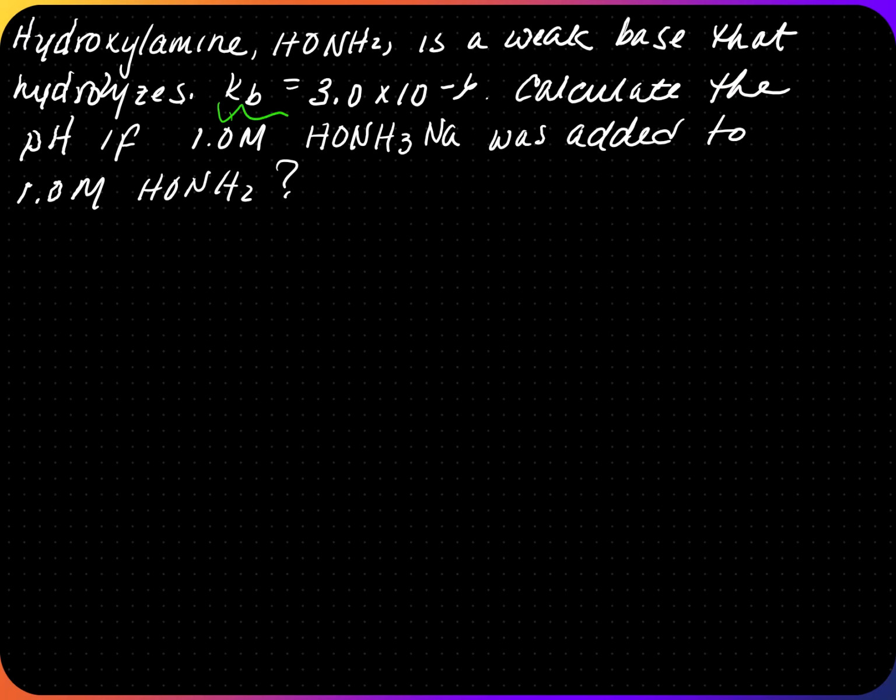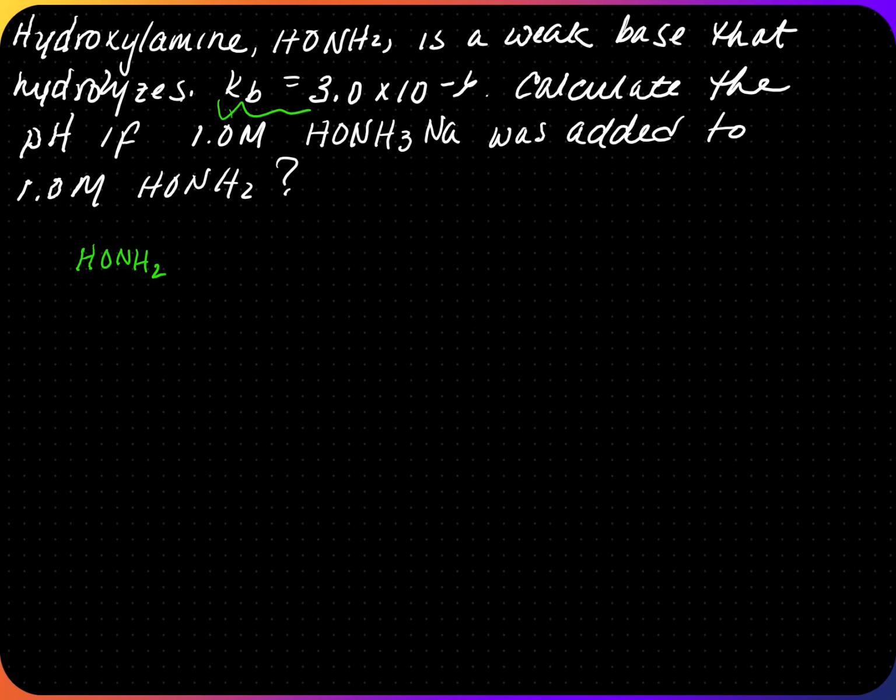Since this is a weak base, because Kb is given, I'm going to react the base with water and do a Bronsted-Lowry acid-base equation. Water is liquid, so it will not be part of the equilibrium equation. So the water is going to behave like the acid here, so it's going to donate an H plus, so this is going to become HONH3 plus, and then we're going to be left with OH minus aq.